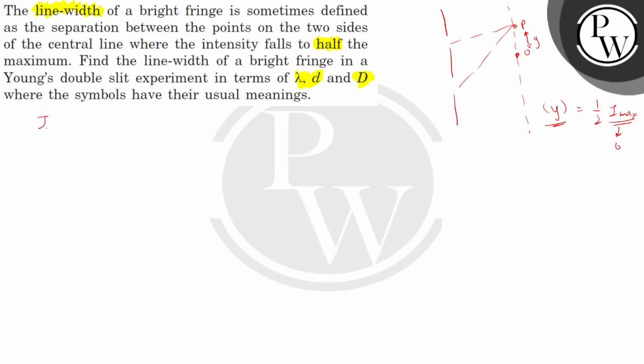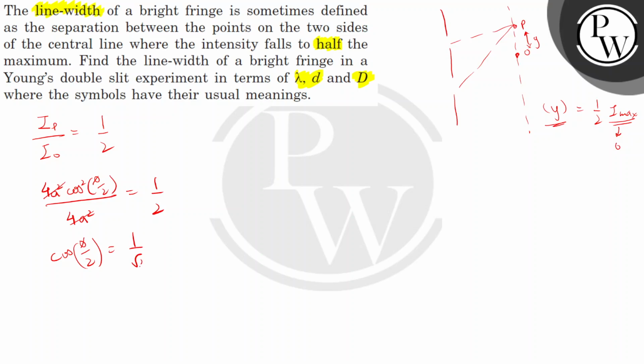So we have our formula: I at point P divided by I at point O is equal to 1 by 2. तो जो हमारा formula for intensity है, that is going to be 4a square cos square phi by 2, divided by I at O, which is I maximum. तो उस समय हमारा जो cos है that will tend to 1. So we just have cos square phi by 2 is equal to 1 by 2. तो इससे हम solve करते हैं, तो we'll get cos of phi by 2 is going to be equal to 1 by root 2, which is also equal to cos of 45 degrees. 45 degrees in radians can be written as pi by 4.